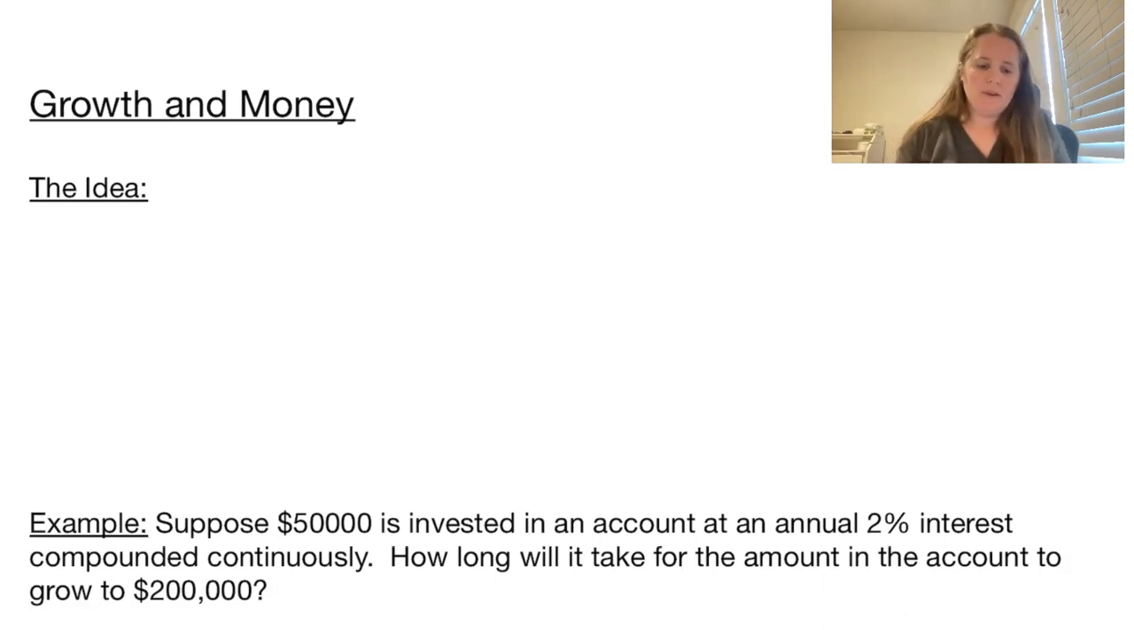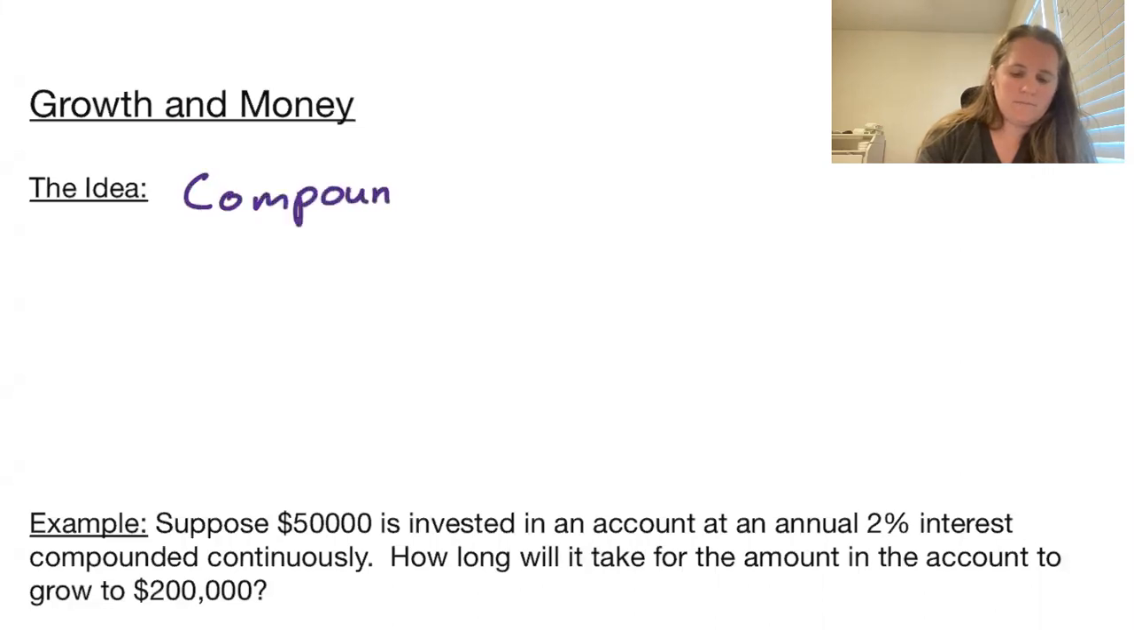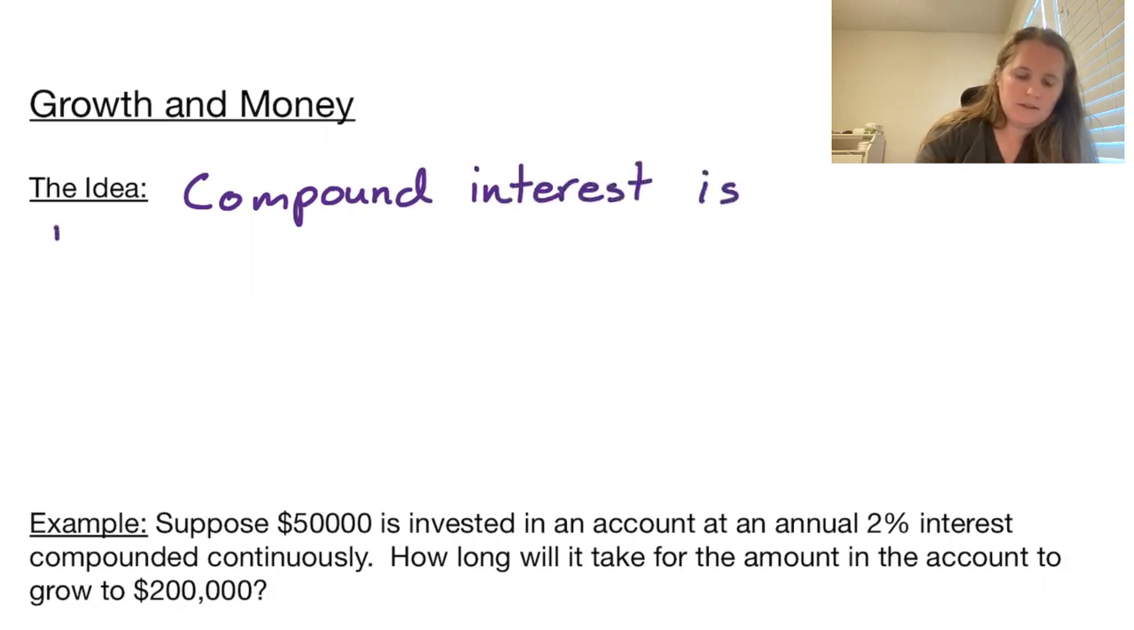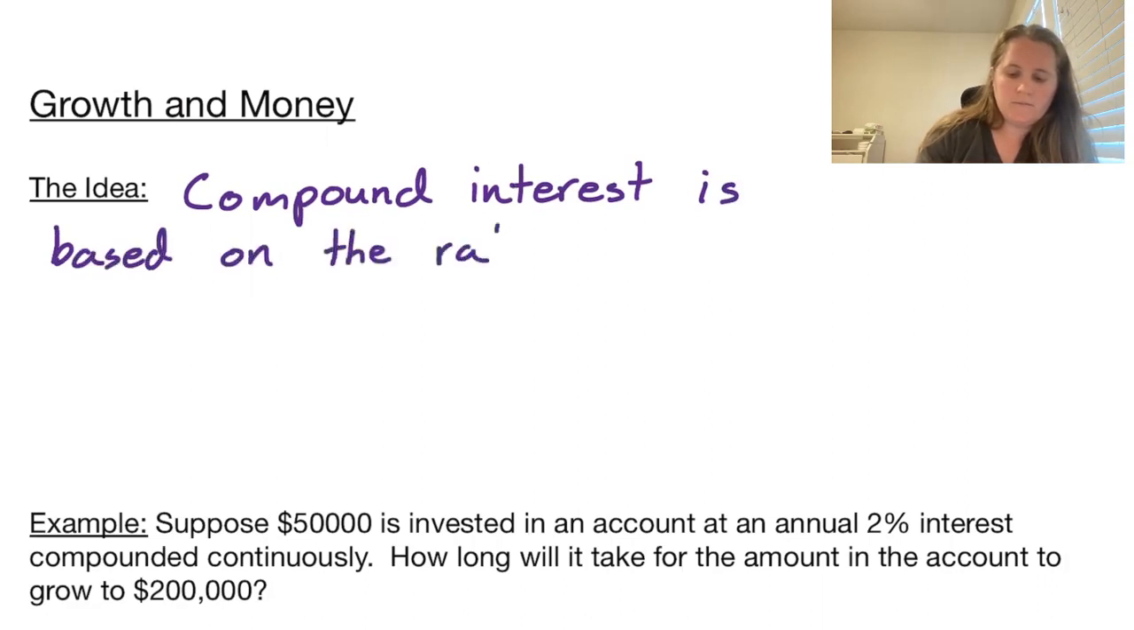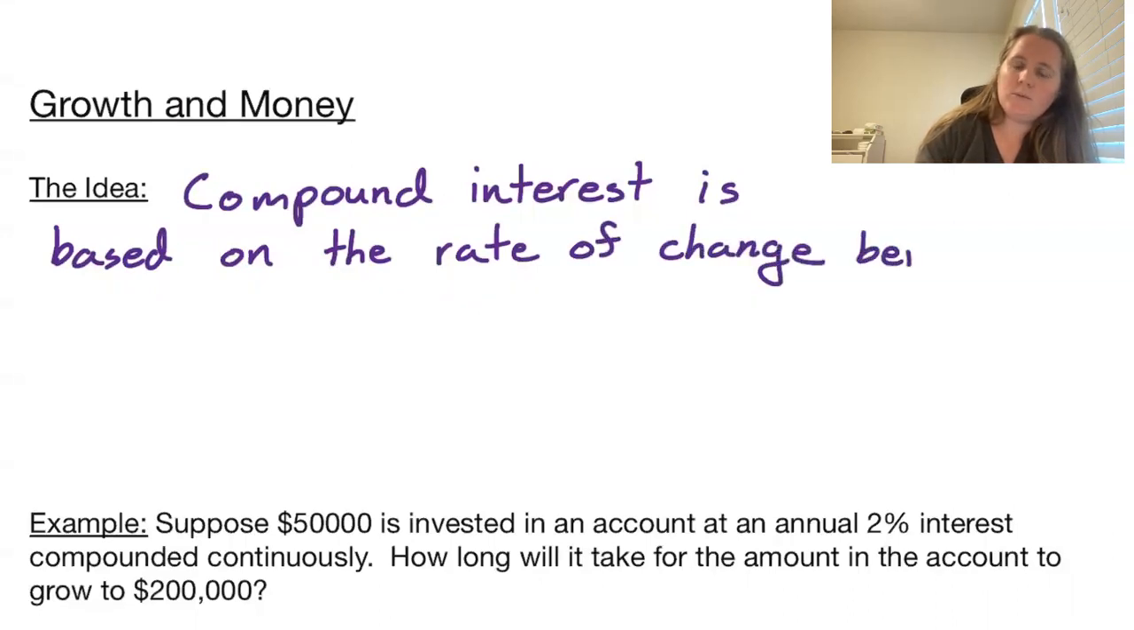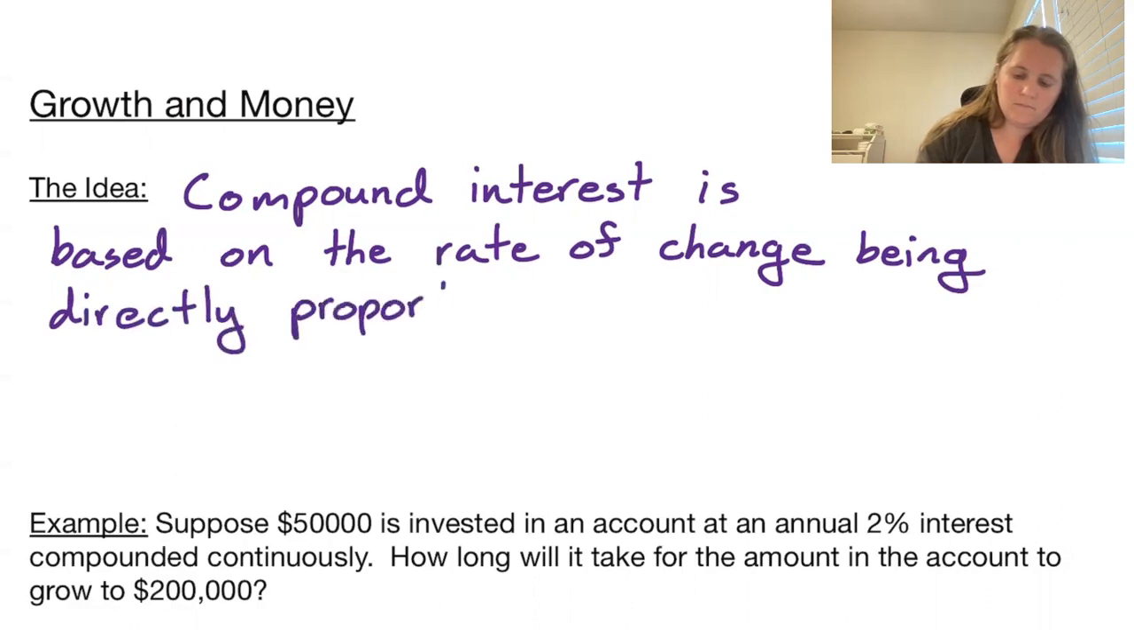So the idea here is compound interest assumes essentially that, so compound interest is based on the rate of change being directly proportional to the amount in the account.